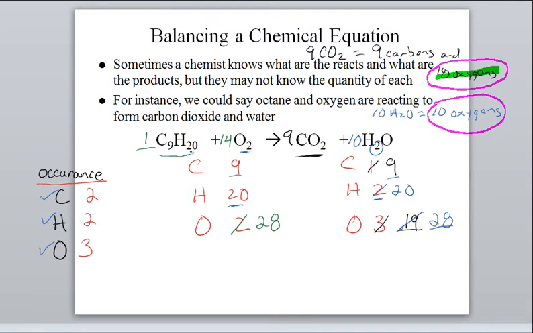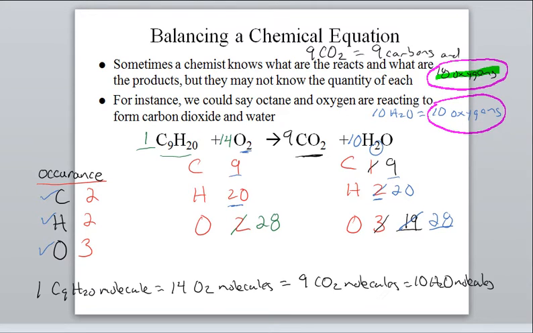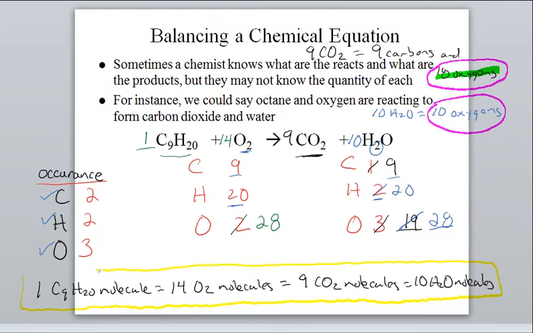And for every one nonane molecule, 9 carbon dioxides are formed. So for any chemical reaction, once you get it balanced, you can make relationships, a number relationship, between how many molecules are reacting and how many are being produced. And for someone who's tuning a car, this is a pretty important piece of information.